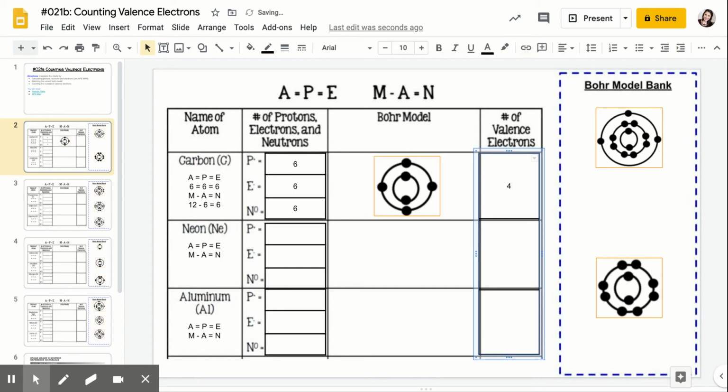Now to double check your atom, remember, we have 6 electrons total. So I can count my total electrons. 1, 2, 3, 4, 5, 6. Yep. And remember, valence electrons just means the electrons on the outside. 1, 2, 3, 4. Let's do neon.